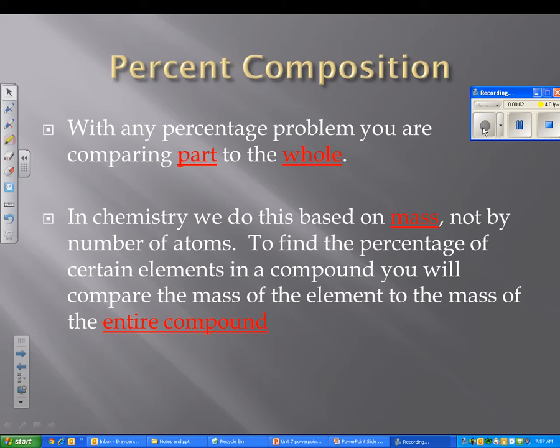Alright guys, this is going to cover percent composition. You'll really like this. It's pretty simple. You've done it in math without even knowing you've done it before. So let's go ahead and get into it.